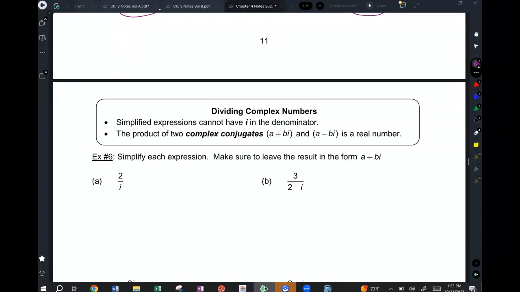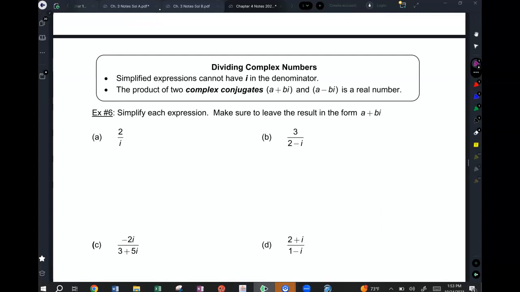Okay. So dividing complex numbers. If you have simplified expressions, they are not allowed to have i in the denominator. So we have to get rid of all the i's in the denominator. Now, the way we can do this is by using complex conjugates. A complex conjugate, if you have a plus bi, its complex conjugate is a minus bi. So basically just take whatever you have and flip the sign of the imaginary part only.